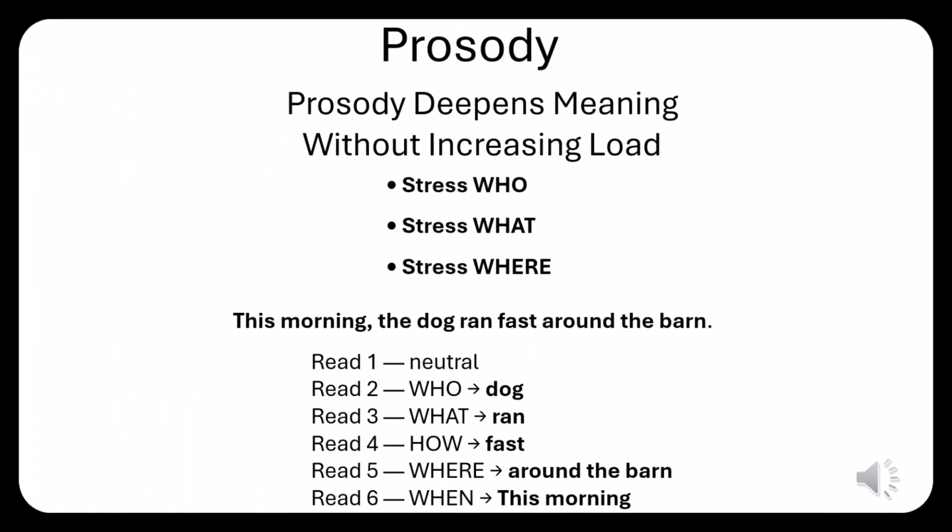Prosody can deepen comprehension without introducing new spelling patterns. Take a simple sentence. Read it once in a neutral tone. Now, reread it and stress the word that answers who. Reread it again and stress what happened. Reread it once more and stress where or how. The word list has not changed. The decoding demand has not changed. But meaning deepens.